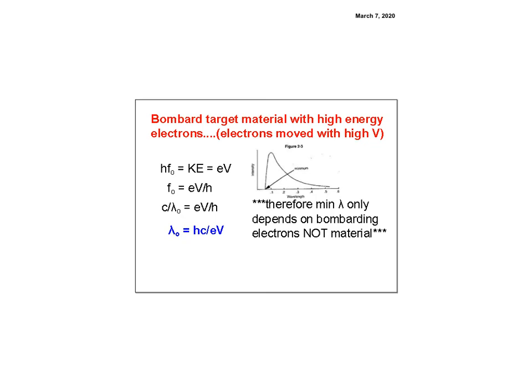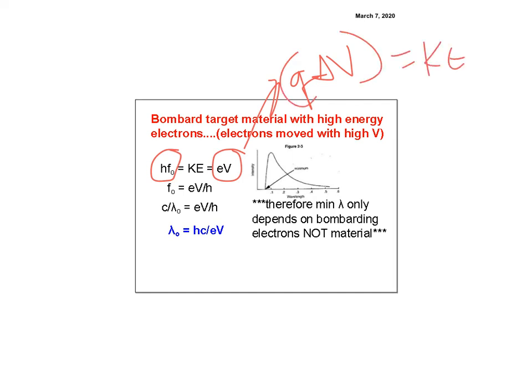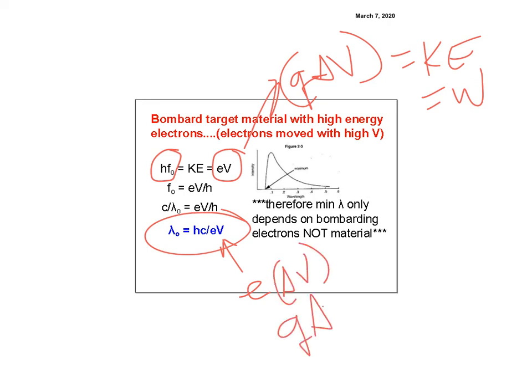And then to do it, you actually just bombard it. That's what we talked about. So this is the energy of the photon coming in, which is due to e times V, because that is Q times delta V, which is Q times the potential difference, which is equal to kinetic energy, which is equal to work. If we solve that, you end up with f is equal to eV over h, and lambda is equal to hc over eV. That e is not electron volts. That is e times delta V, or Q times delta V.